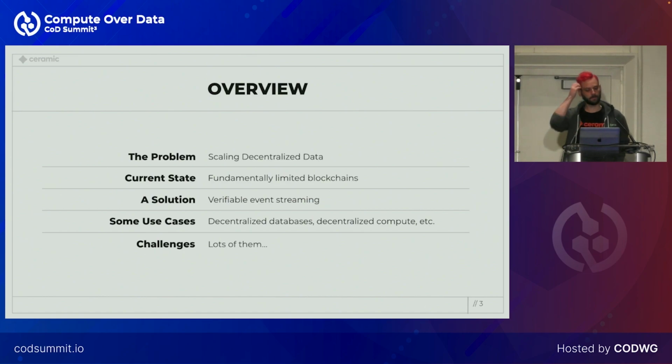So the problem that we're trying to solve is around scaling, bringing decentralization to data and dealing with the scale there. To give you a little bit of a sense of what we're talking about here, I did a little Googling before this and found that there's about a billion credit card transactions per day worldwide, 1 billion.